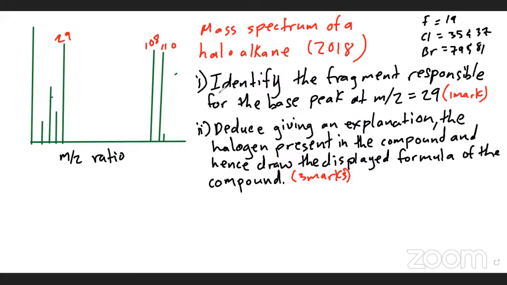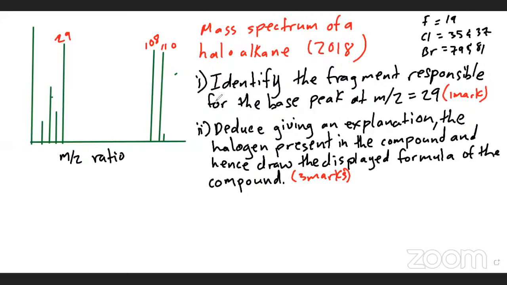Right. Anybody figure out which halogen it is? Sir, bromine. All right. Yes, it is bromine. Sir, can you explain why? All right, let's work it now.